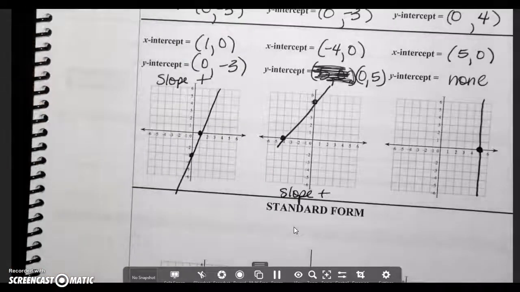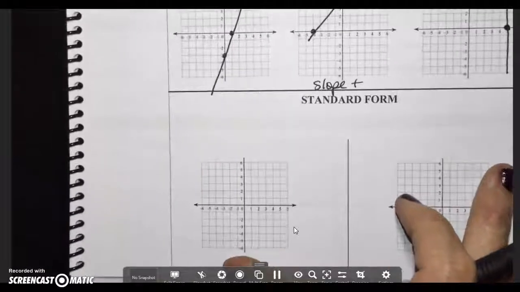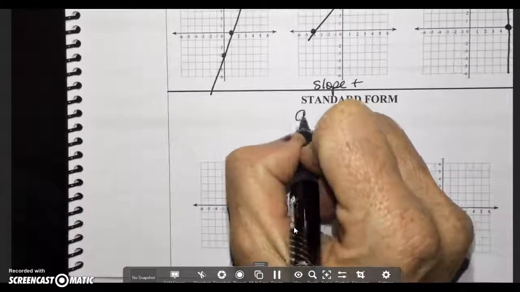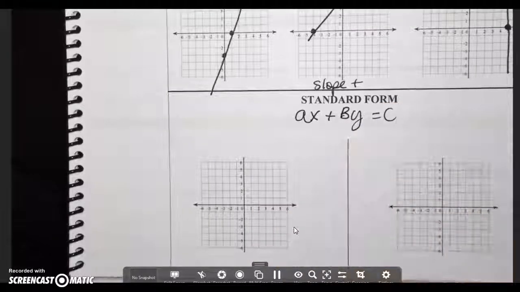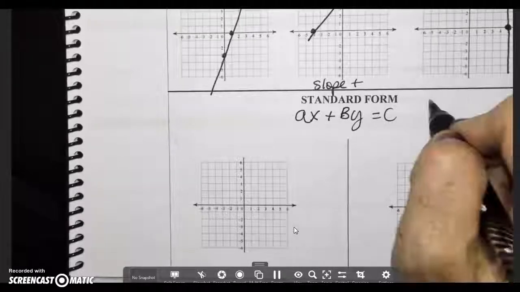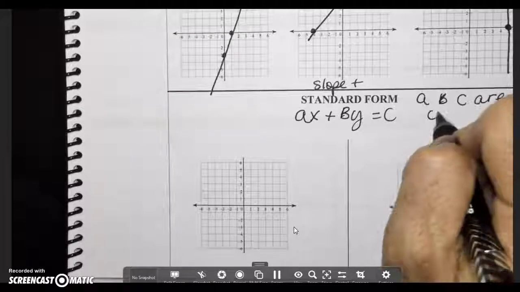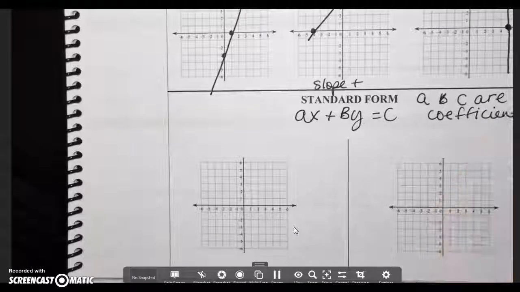Okay. So we're going to talk about different forms of equations. This one is called standard form. And it looks like ax plus by equals c. Is that just way too many letters to deal with? Okay. All a, b, and c are coefficients. They're just going to be numbers.